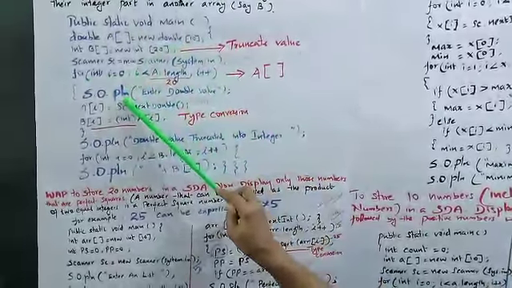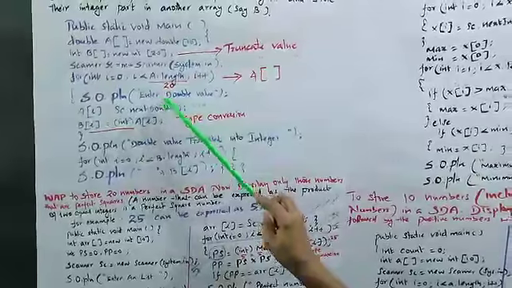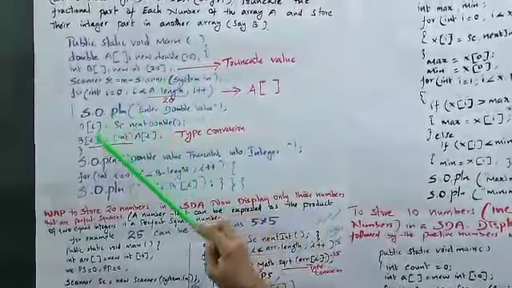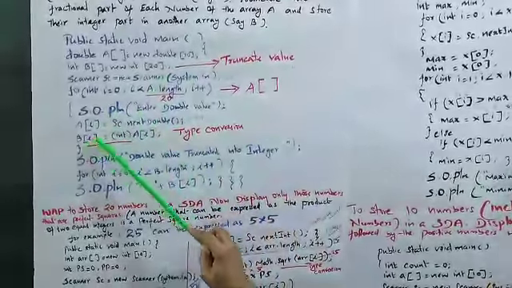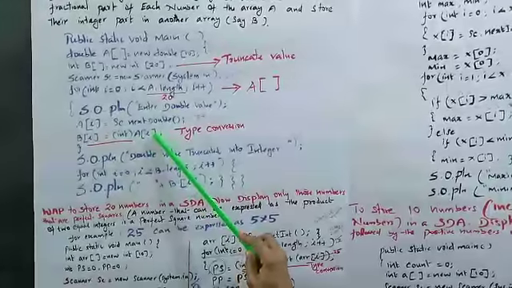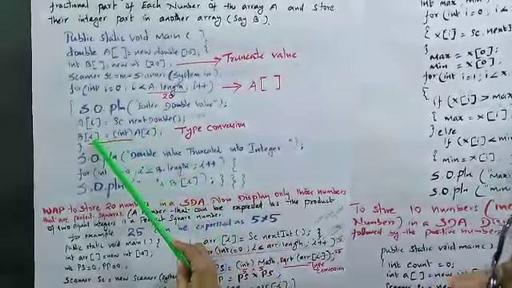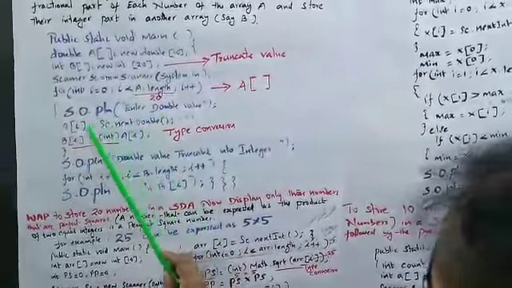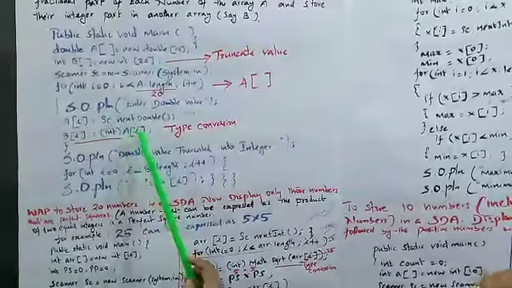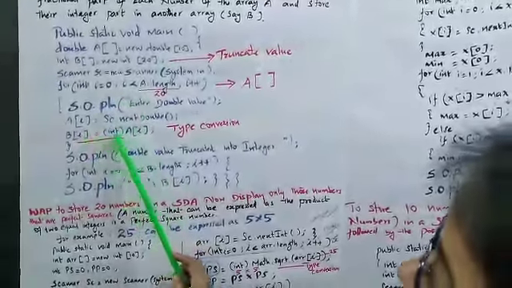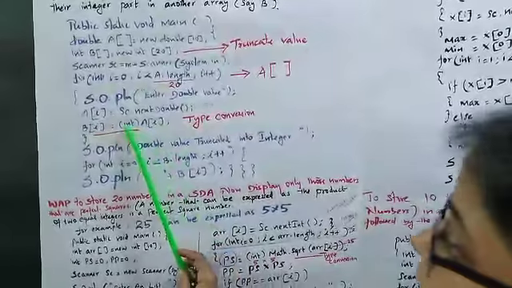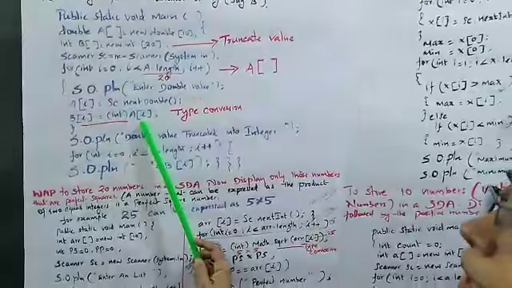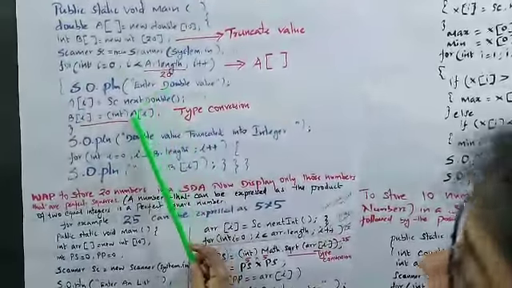Now you have to print "enter double value". Now you have to store the value: b[i] = (int) a[i]. Here in b[i] you have to store a[i], and here we have to use one conversion. Which conversion? Type conversion. And what is type conversion? It means mixed data types have to be converted into one data type.